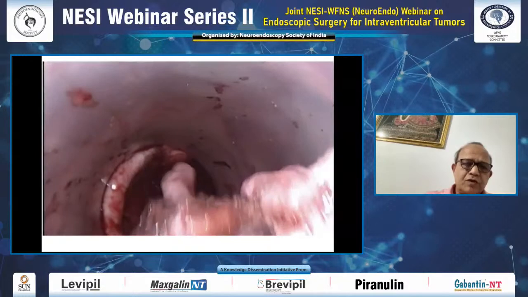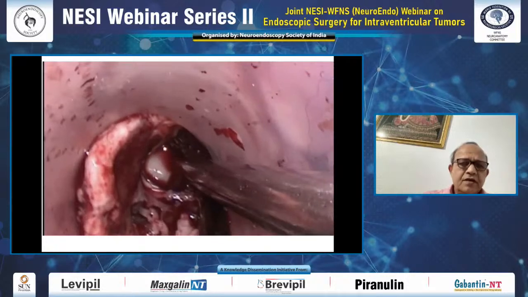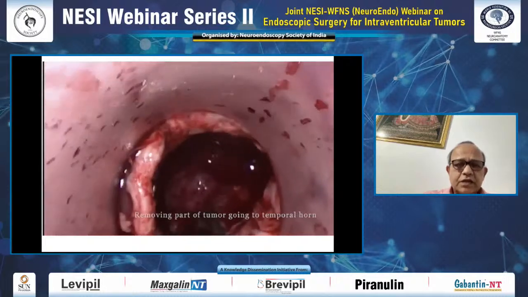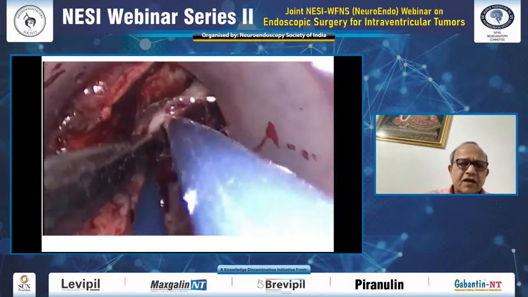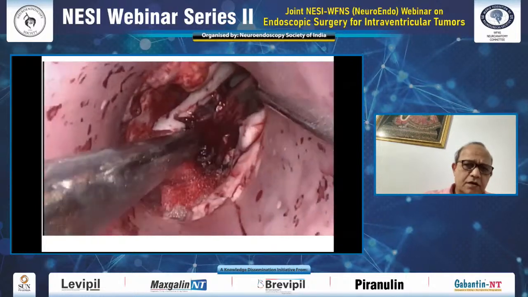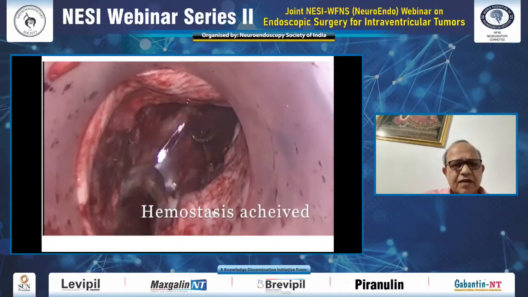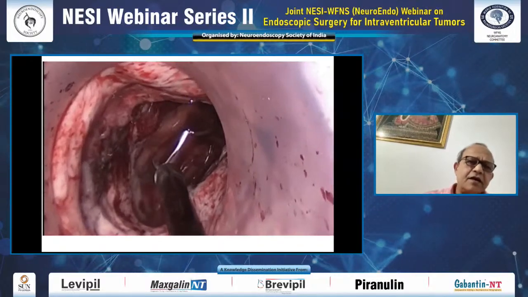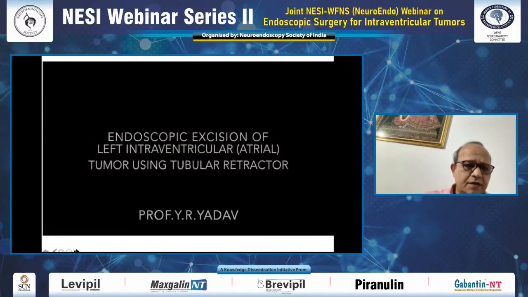And the tumor is removed piecemeal. And the last piece of tumor being removed, and in the end, good hemostasis. Keep an EVD, so that you isolate the ventricle to prevent blood getting inside this, and leave the EVD for some time, for 2-3 days.